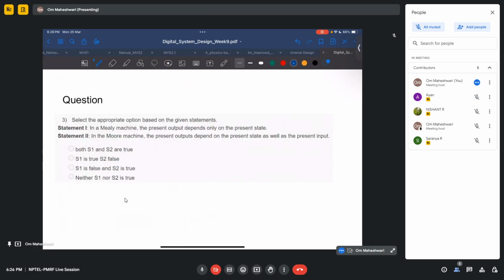So the next question is theoretical. In a Mealy machine, the present output depends only on the present state. This is statement 1. Statement 2 is, in the Moore machine, the present output depends on the present state as well as the present input. So what is the answer?